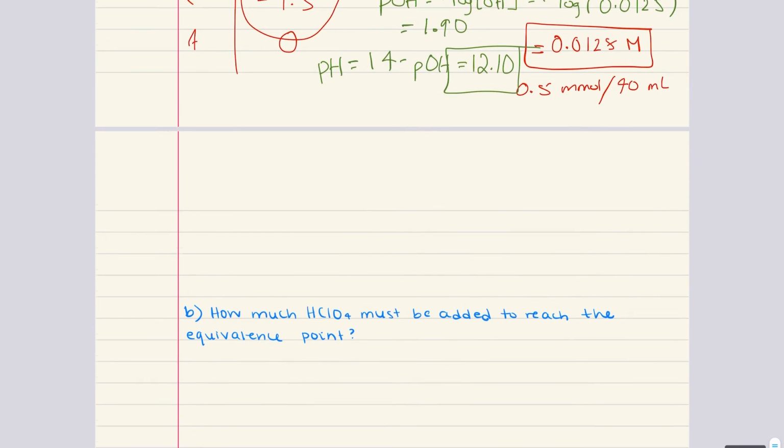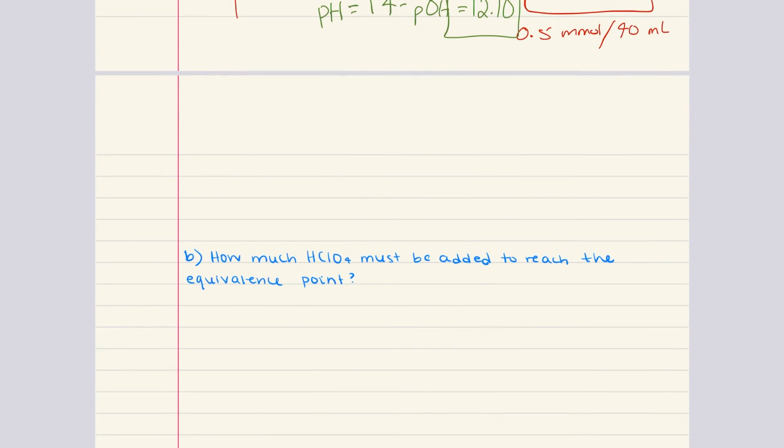Let's try to solve part B of this problem. Part B says how much perchloric acid must be added to reach the equivalence point. At the equivalence point, the number of millimoles of perchloric acid added must equal the number of millimoles of sodium hydroxide with which we begin. We already calculated that in part A. We said we have 2 millimoles of hydroxide ions. So at the equivalence point, the number of millimoles of hydroxide ions is going to be equal to the number of millimoles of hydronium ions.